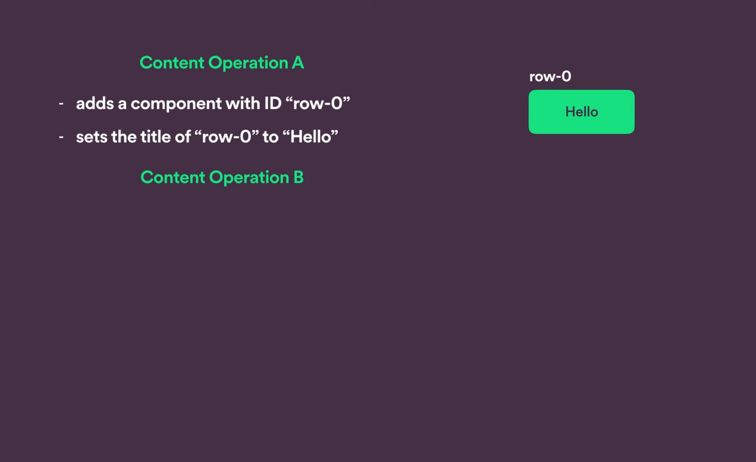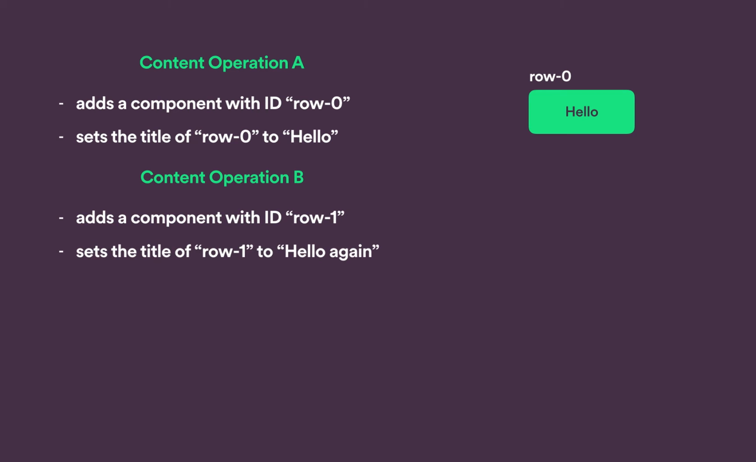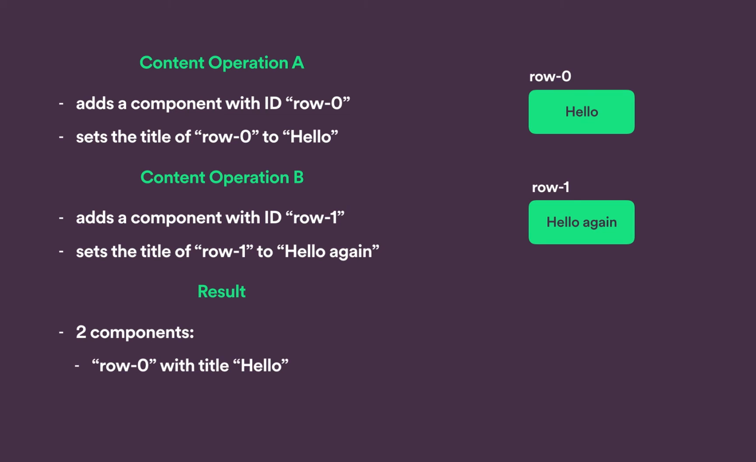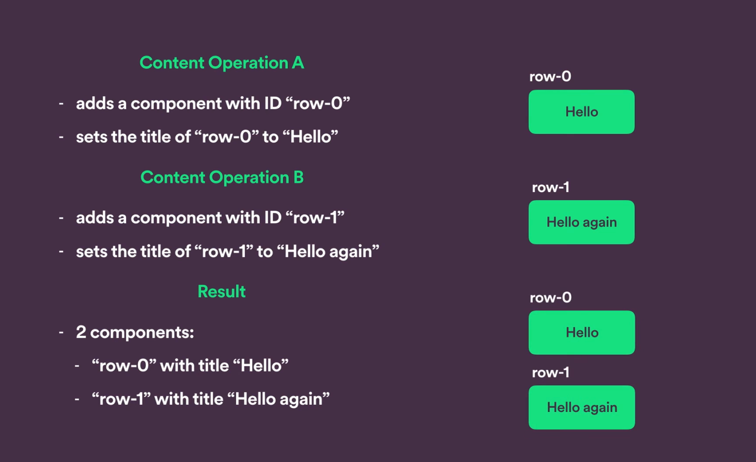Then you have a content operation B, which comes next in the chain. What it does is add a second component, this one with ID row1, and it sets the title of that component to hello again, which will result in a component with the ID row1 and the title hello again. Once both of these operations have finished, we're going to go ahead and render what they produced. The result is simply going to be two components, one that has the ID row0 and the title hello, and the other which has the row1 ID and the title hello again. So your view is going to look like this.